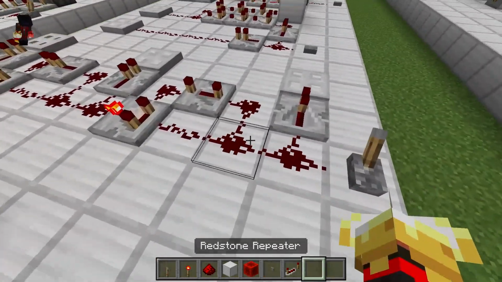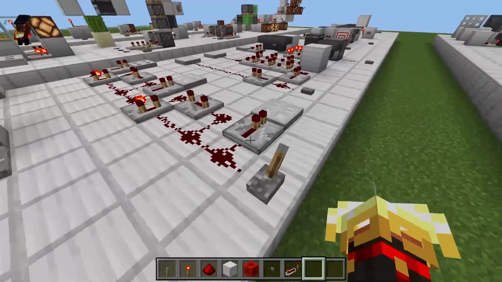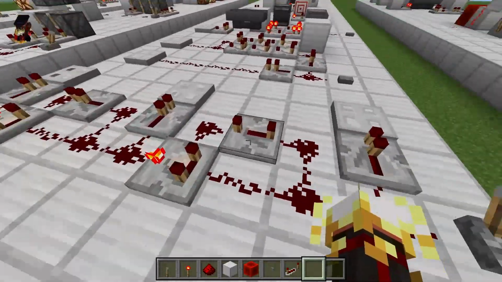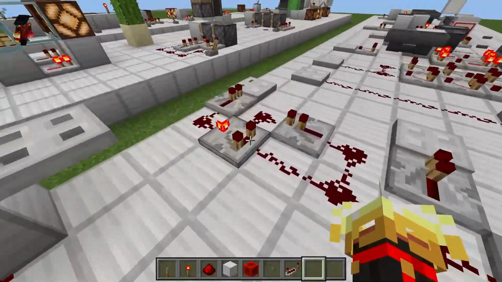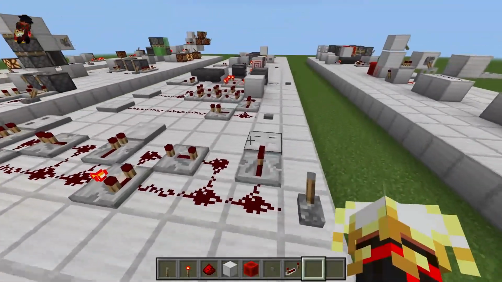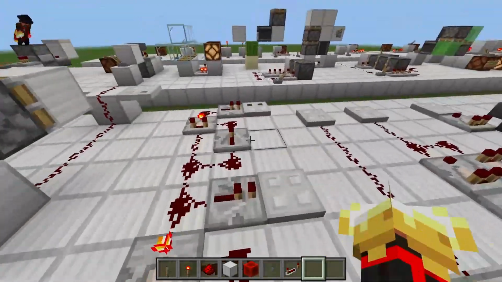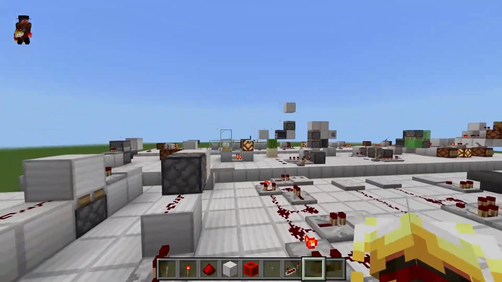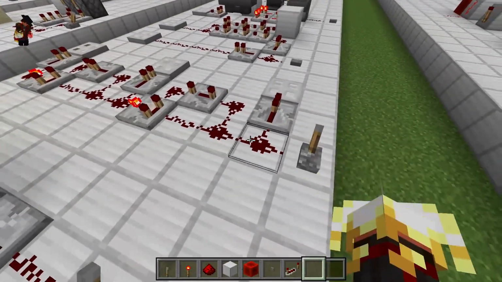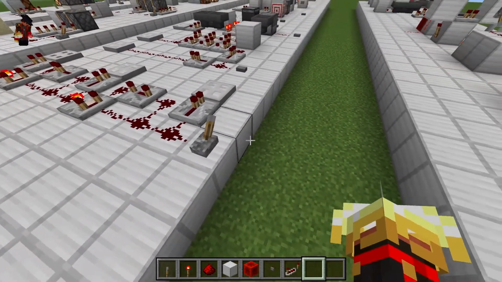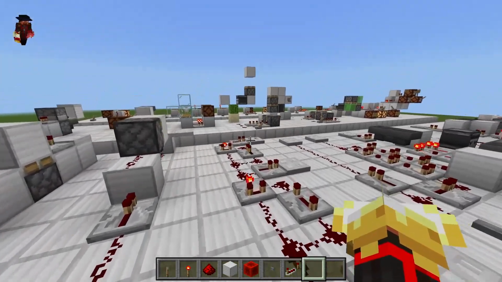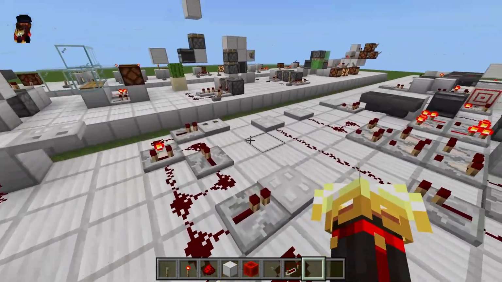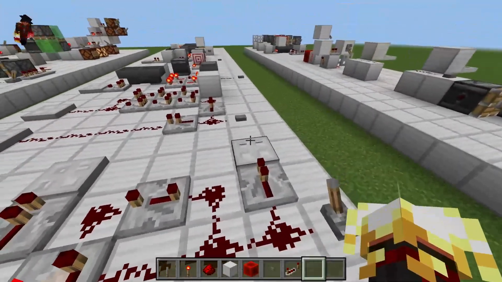So another way to show how a pulse can be shortened, here we have a 4 tick pulse generator, it's that one, and here we have a 1 tick pulse generator, and here this will be infinite. I'm using trapdoors here because redstone lamps have a delay when turning off, so it's not very good to show pulses. And as we can see, this one was briefly on, or this one was a bit longer, and this one stayed on.